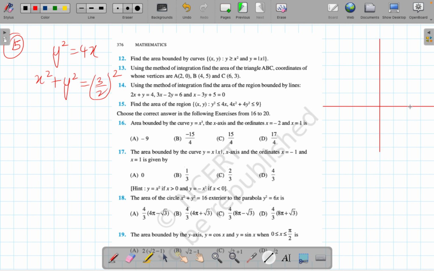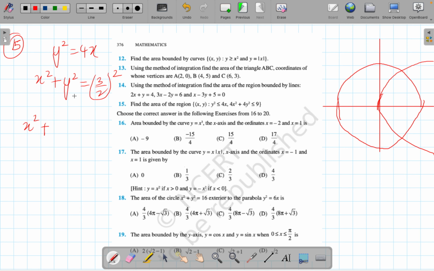Circle, whose radius... okay, let me just take a pencil, freehand pencil. So this will be a circle and then a parabola symmetrical towards the x-axis, right, like this. Now point of intersection again we find the same way.